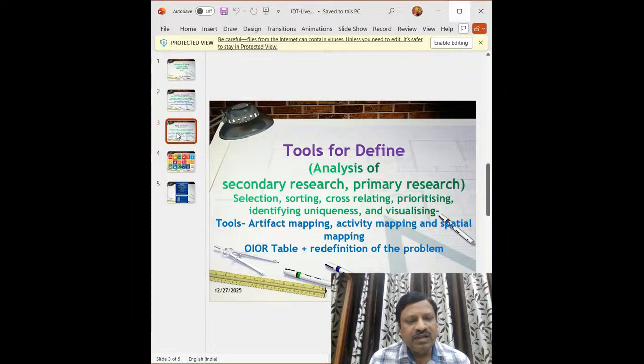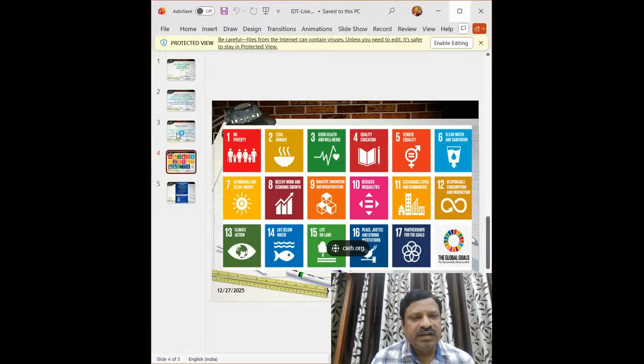That is the reason the initial stages define the problem broadly, not in a focused manner. But after making the primary and secondary research and analyzing them, one can redefine the problem with their objectives. One more caution: while defining the problem, it should solve societal problems. There are 17 sustainable development goals, called SDGs. Whatever solution you develop for any problem should address one or more of these 17 sustainable development goals.